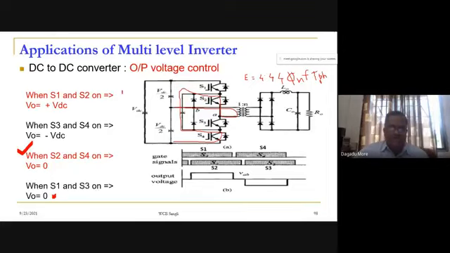So this is a logical table, you can call it. With respect to this diagram, we have S1, S2, S3, S4 devices, and when S1 and S2, the upper two, are on, the transformer is supplied plus VDC.